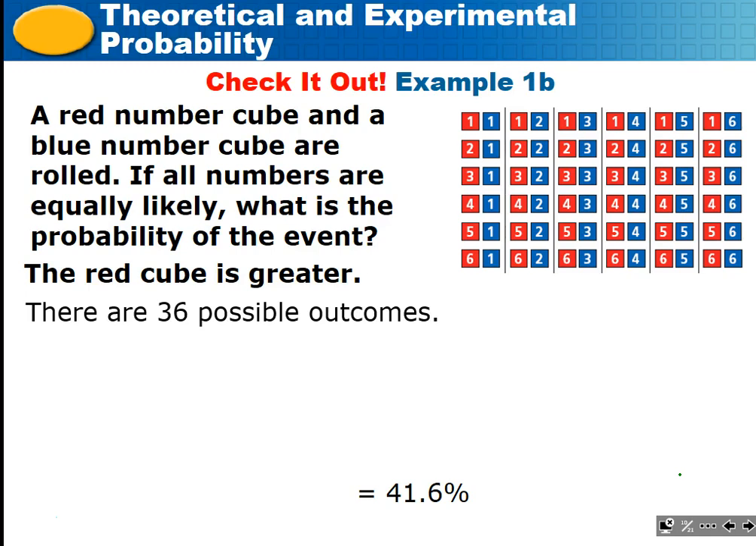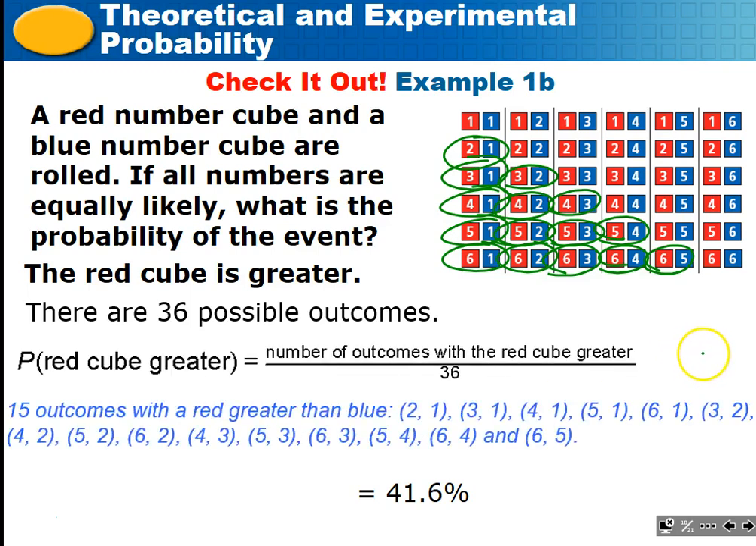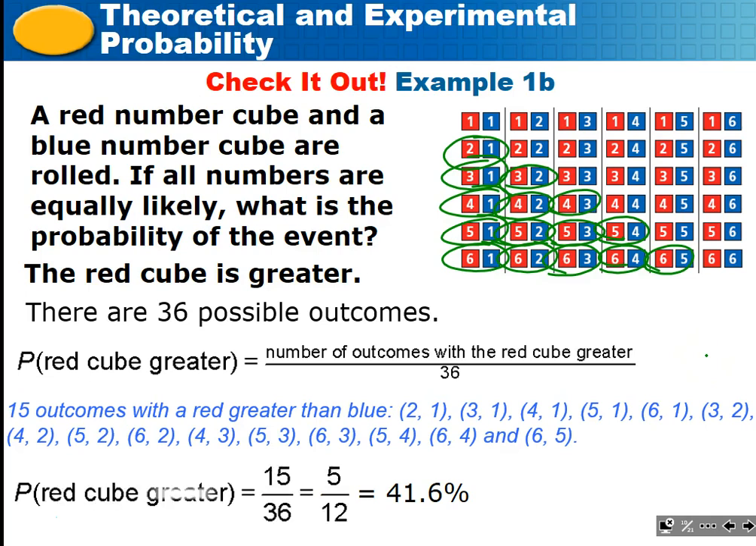So I see that here: 2,1; 3,1; 4,1; 5,1; 6,1; 3,2; 4,2; 5,2; 6,2; 4,3; 5,3; 6,3; 6,4; 5,4; 6,5. So let's count how many that is. We got 5 in the first column, plus 4 in the second column. That's 9, 10, 11, 12, 13, 14, 15. So that's a total of 15. And those are all our number combinations there.